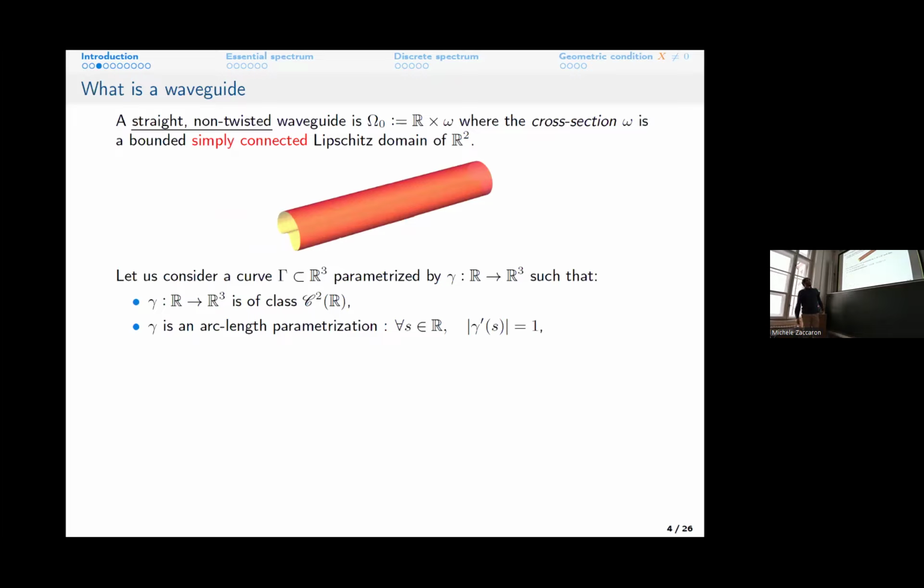So let's start off with the definition of a waveguide. What is a waveguide? We will work in R3. So for us, a straight non-twisted waveguide is just a tube, a Cartesian product of the real line times a cross section, small omega. This is our notation. So for us, small omega is a bounded, simply connected Lipschitz domain in R2.